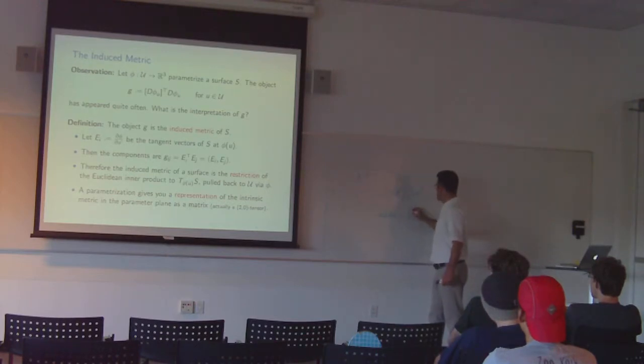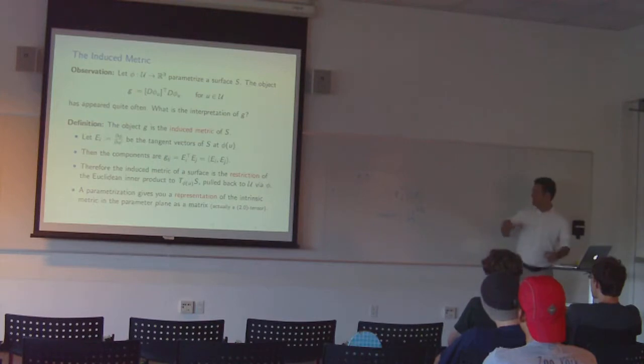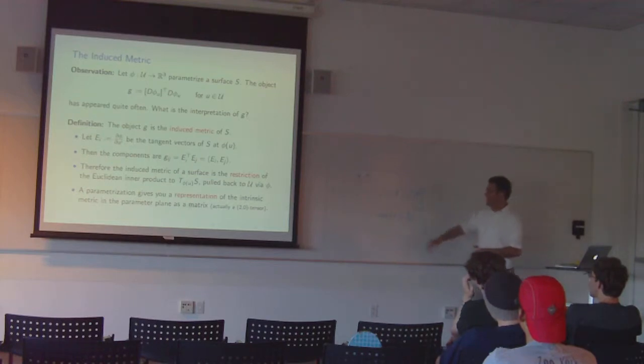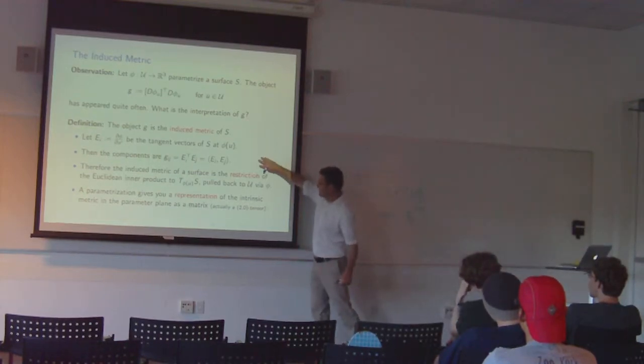It's in R 2 by 2. It's a 2 by 2 matrix, because phi is 3 by 2, right? So when you do this, you get a 2 by 2 matrix. Okay, so what is it? Well, it's got a name. It's called the induced metric. So let me walk you through this set of bullets here.